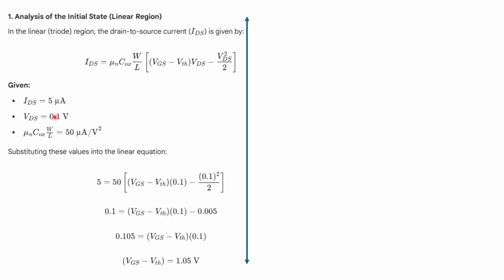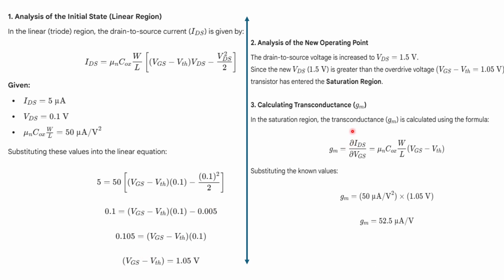So IDS is given as 5 microampere, VDS is given as 0.1, and mu cox W/L is given as 50 microampere per volt square. So put all these values in this equation and get the value of VGS minus VTH, right? That will be equal to 1.05. Once we get VGS minus VTH, then we can find out the transconductance.